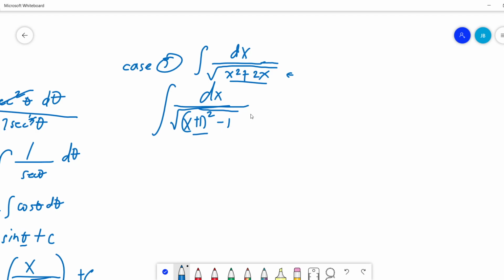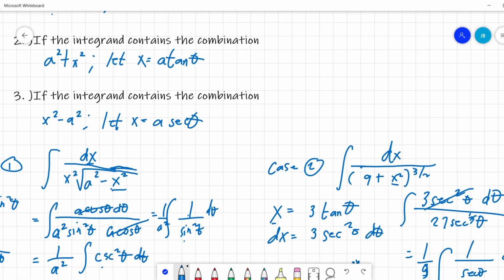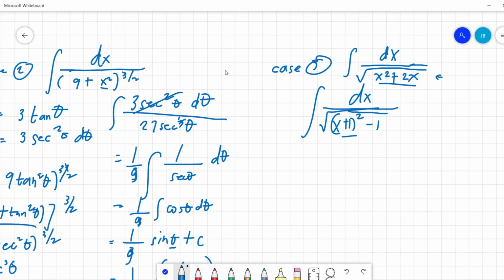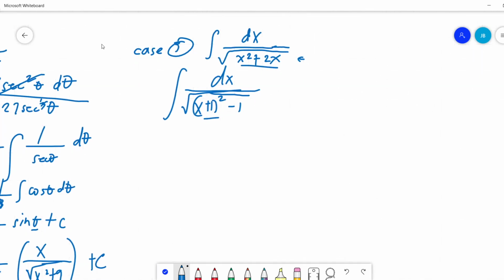Therefore, if you look once again at case 3, that is x squared minus a squared. So we have a as 1 and x as x plus 1. Okay, so guys, this one we are going to let u be x plus 1 to make it simpler for us to integrate. Let u equal x plus 1, du is equal to dx. So that is du over square root of u squared minus 1.